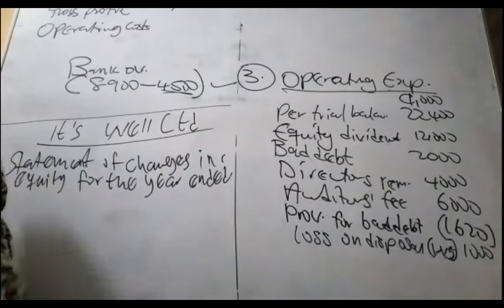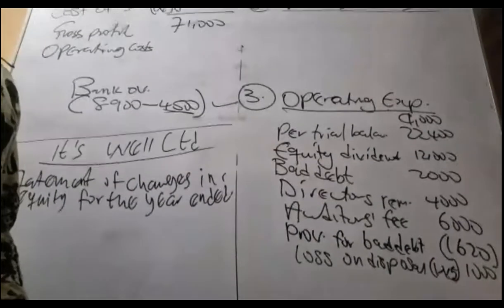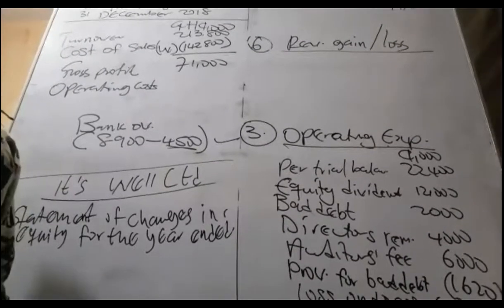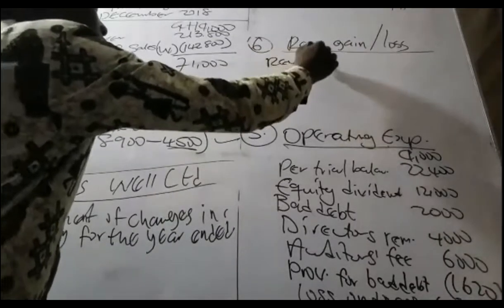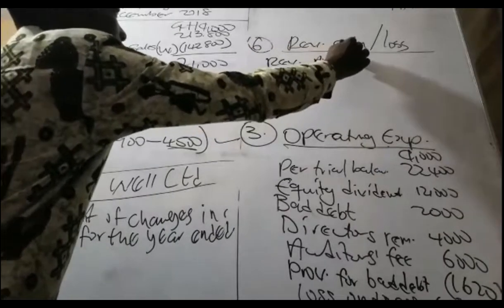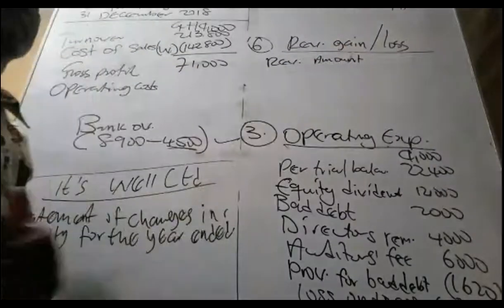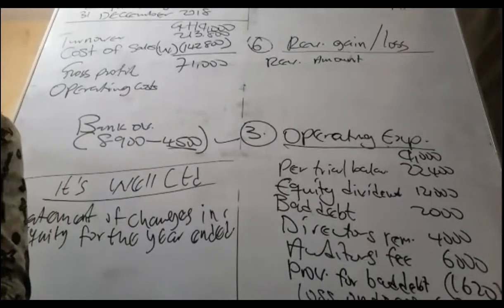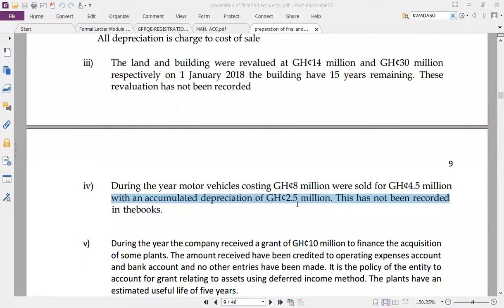Here too, we need two items, right? What are they? We need a revalued amount. Now, what are the items that they did the valuation on? The valuation was on land and building this year. Put all of them together.